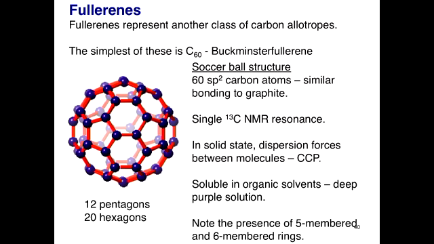Well, it was a soluble form of carbon, and the NMR spectrum showed a single carbon resonance. But they knew from mass spec that the molecule had 60 carbon atoms. And they thought, how can this actually be arranged so that we can have 60 carbon atoms and we've only got a single resonance?